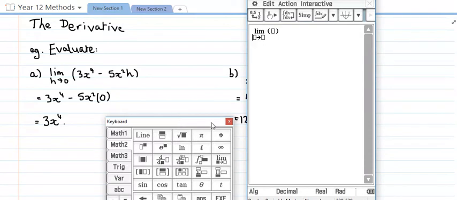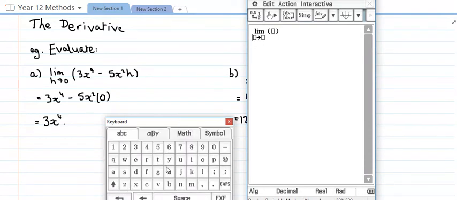So it's as h approaches 0. So I'll just go into ABC. We're doing as h approaches 0 of, the equation is 3x to the power of 4 minus 5x squared h. Now I'll just make sure I include that, times h, and hitting execute there does give the answer of 3x to the power of 4.